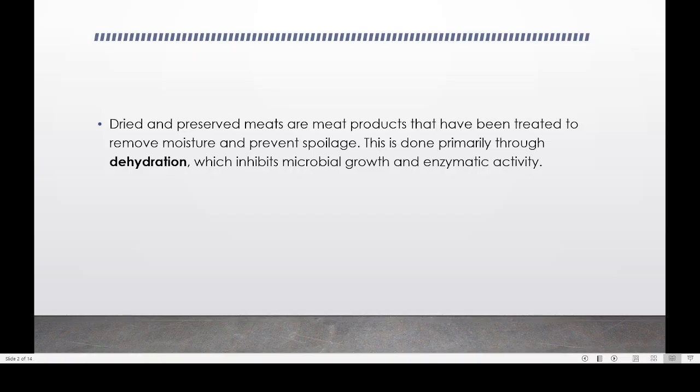If I will show you some pictures. So here you can see some dried meat here. And these kind of products are usually available where the possibility of getting fresh meat is always lesser. In such places, this dried meat becomes more popular. Here you can see some products. These are all dried meat. Okay. So dried and preserved meat are meat products that have been treated to remove moisture.